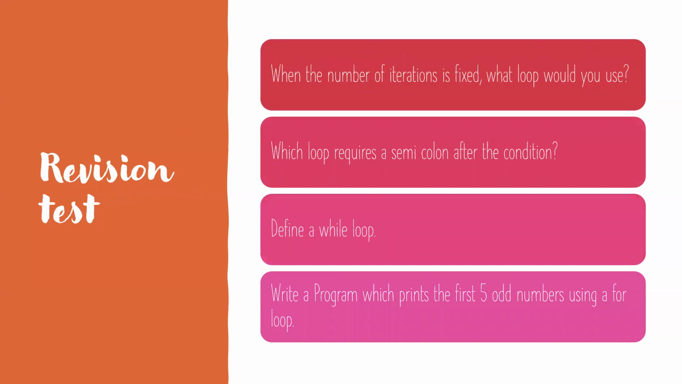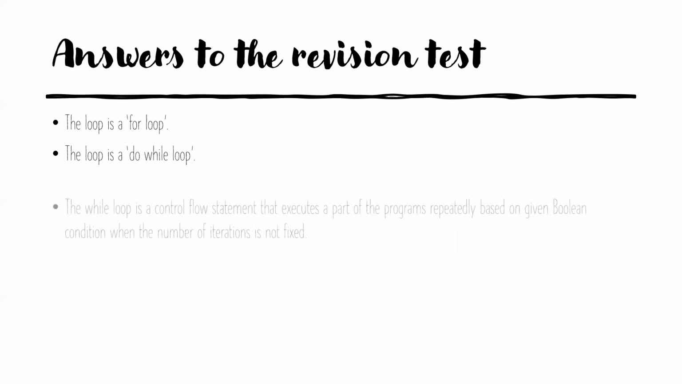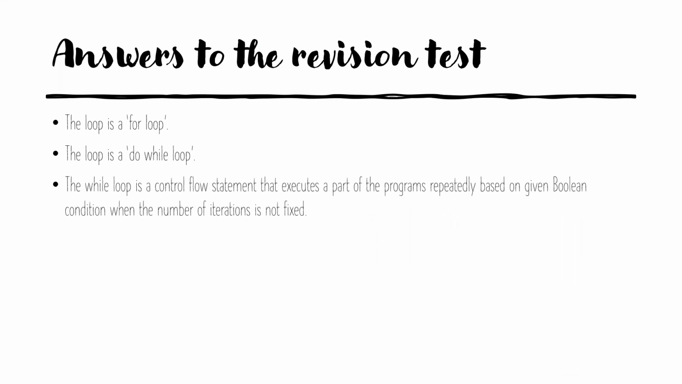The next question, define a while loop. A while loop is a control flow statement that executes a part of the program repeatedly based on a Boolean condition, only when the number of iterations is not fixed. When it is fixed, it's the for loop.